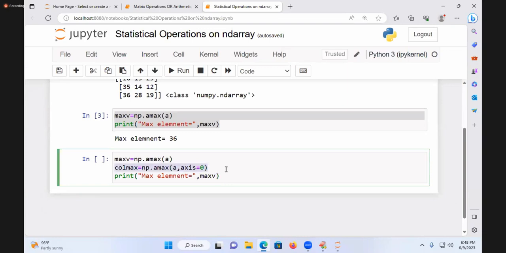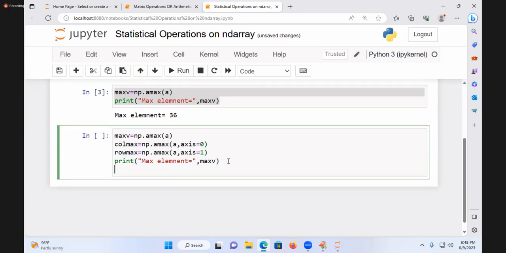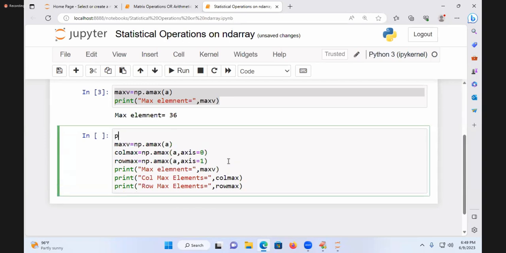Column max is printed. One more I will print it here. What is this now? Row max. Row max is equal to, axis equals what I am saying? 1. So max element I am printing. Print column max elements is equal to col max. Next I will take one more thing, row max. I am saying here row max. Are you able to follow? Now print one matrix here. Print of A, and see the result of it.